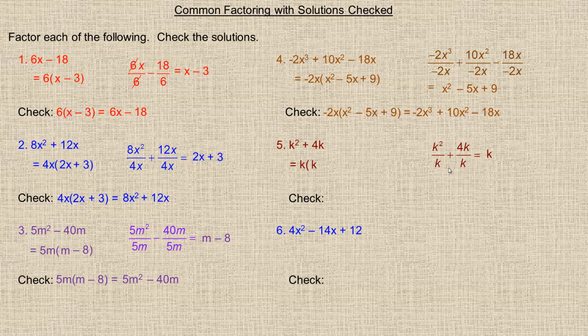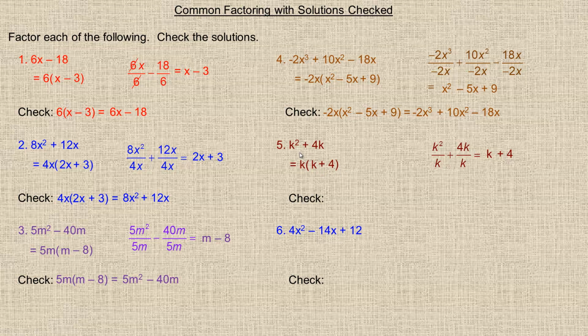And then 4k divided by that common factor of k. The k's divide out, or k divided by k is 1, so we just have a plus 4 in the end, so we put a plus 4 here, close the bracket. So that is the common factored form, or the factored form.